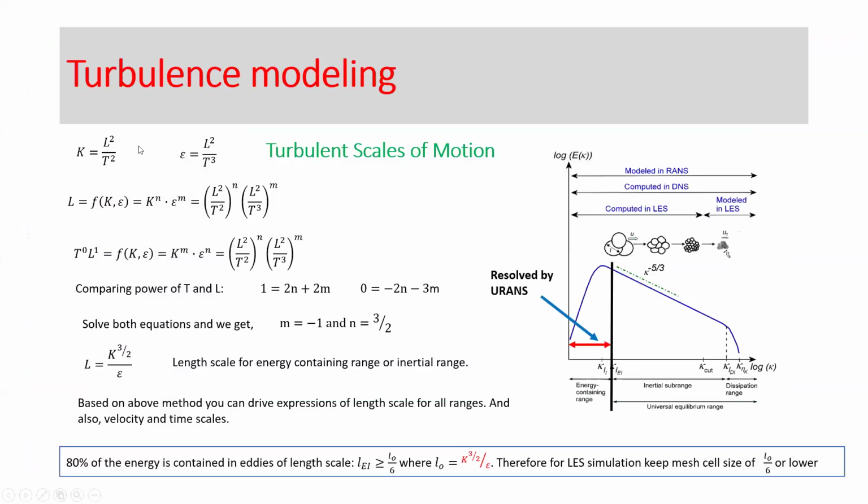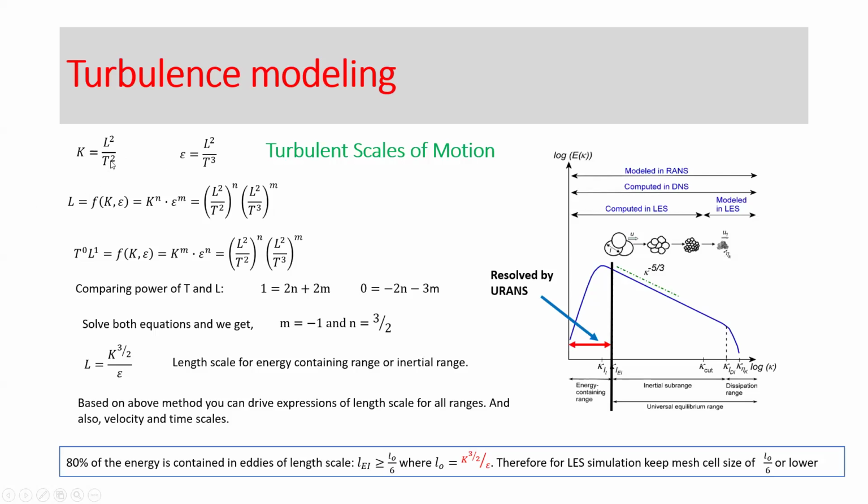This formula is derived based on dimensional analysis. I know that the turbulent kinetic energy is a sort of kinetic energy. Its units are length squared upon time squared, meter squared per second squared. And the dissipation rate is the rate of dissipation of the turbulent kinetic energy, so it's 1 divided by time again. So K is L squared upon T squared, and epsilon is L squared upon T to the power 3.